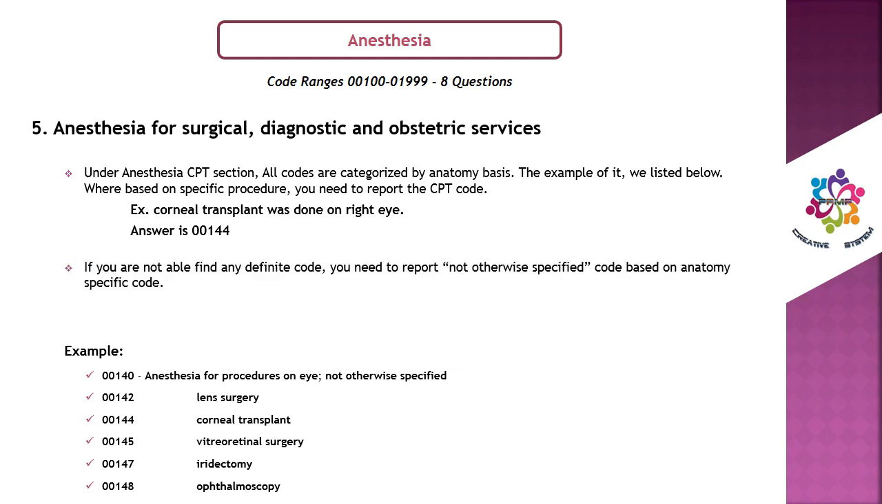2. If you are not able to find any definite code, you need to report a not otherwise specified code based on the anatomy specific code. Example. Cataract surgery was done on the left eye. Guess it, what will be the answer? Yes, correct. The answer is 00140. Because there is no specific code to report this cataract surgery. Thus the reason, we need to report the code as other specified based on the anatomic specific, not otherwise specified code should be used.